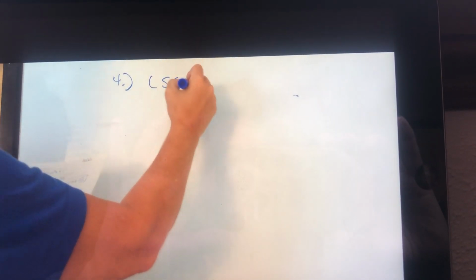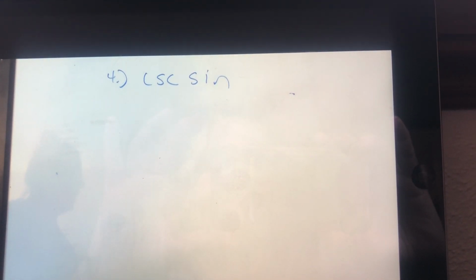All right, number 4. Number 4 is a quick one. Some of these are going to be really quick. Some of them take a little longer. It just depends. And I look at them as like puzzles. You've got to kind of figure out what the next step is.